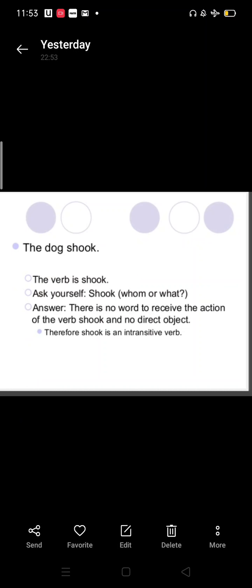The dog shook. Here the verb is shook. Shook to whom or what? It is not giving any answer, so it has no direct or indirect object. So it is also an intransitive verb.